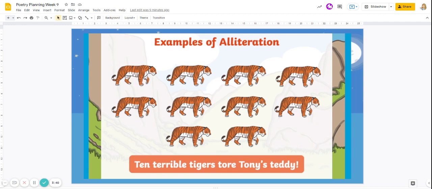All right, Year 2, that's your introduction to alliteration, that super big word that really means that you want to see the same letter or sound repeated in your sentence to create rhythm. I want you to go now and give one of today's activities a go. Enjoy.